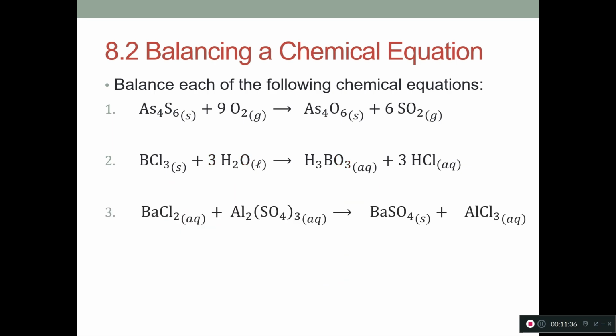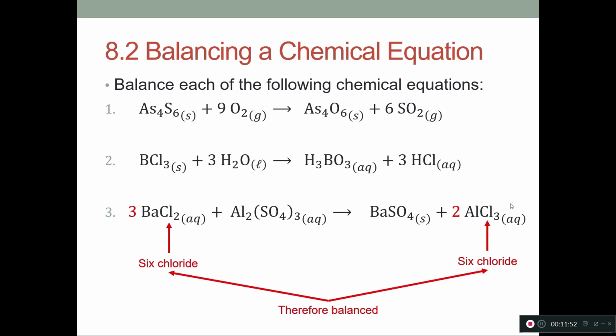Then our third one here, we have barium chloride plus aluminum sulfate becoming barium sulfate plus aluminum chloride. So we have 1 barium here, 1 barium here. These are balanced right now. 2 chlorides here and 3 chlorides there, so those are unbalanced. We can put a 3 in front of the barium chloride and a 2 in front of the aluminum chloride, and that will give us the 6 chlorides in both the reactants and the products here.